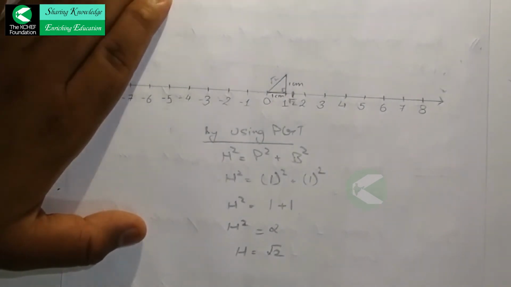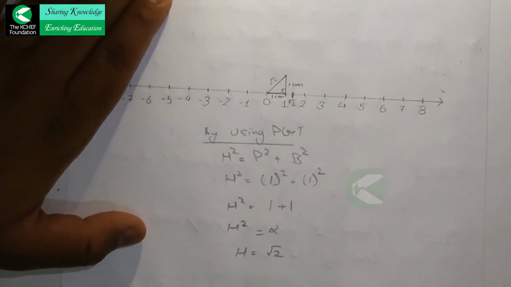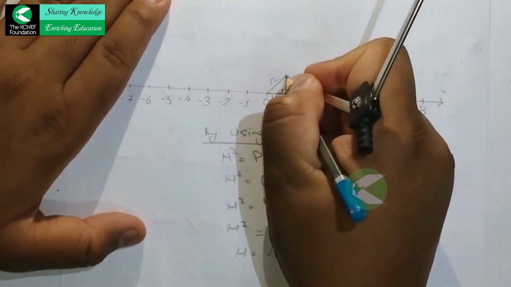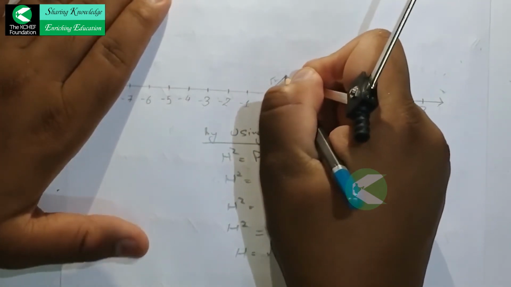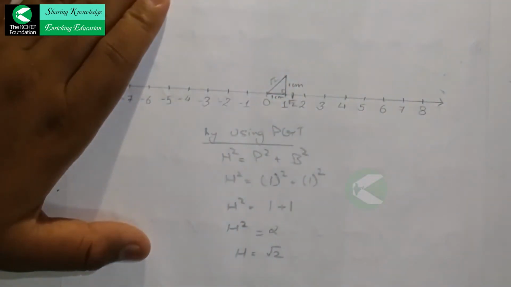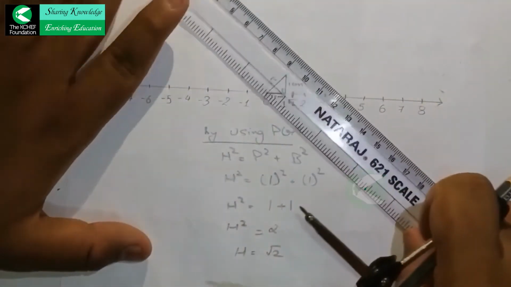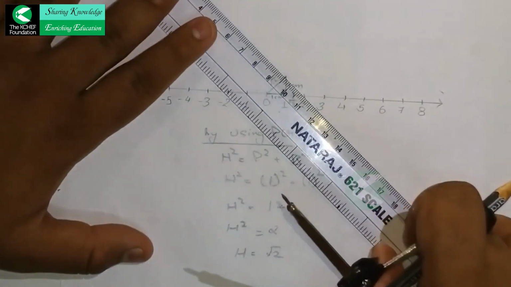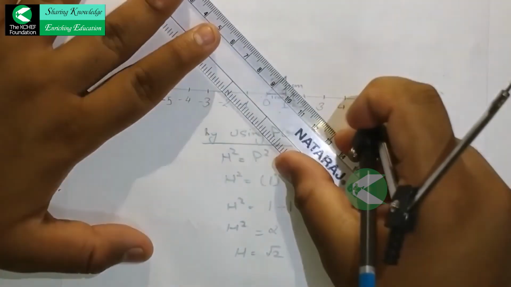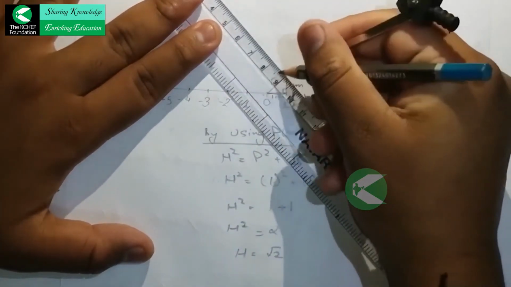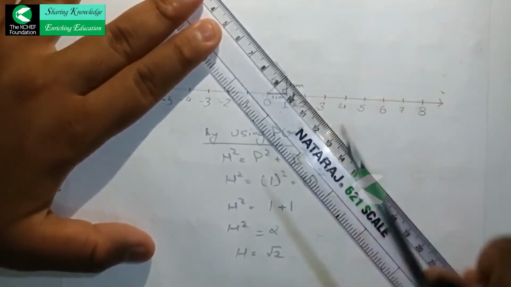Now if we need to put root 3 on the number line, then what to do? For putting root 3, put your protractor on this point and draw a 1 centimeter perpendicular line. Right now I'll show it directly. You need to use your protractor to put it. So I have drawn a 1 centimeter line over here.